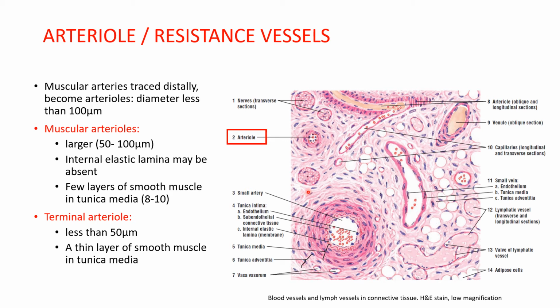Now the arterioles are further of two types, muscular arterioles and terminal arterioles. Muscular arterioles are the larger arterioles with diameter of 50 to 100 micrometers. The internal elastic lamina may be absent in a muscular arteriole and there are very few layers of smooth muscle in the tunica media. The terminal arteriole is much smaller. The diameter is less than 50 micrometers and there are only 1 to 2 layers of smooth muscle in the tunica media.